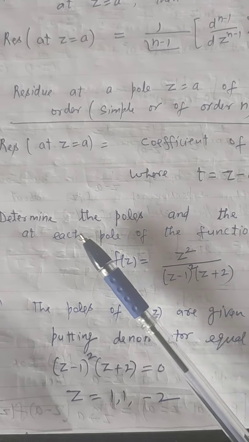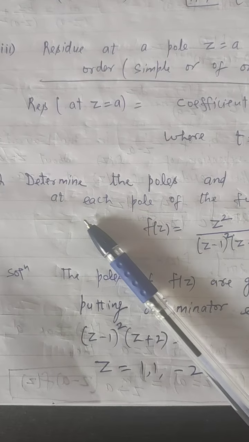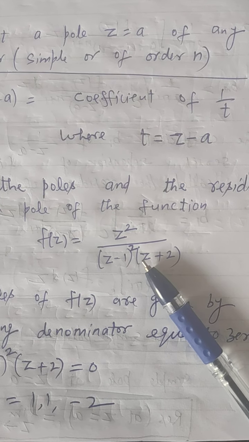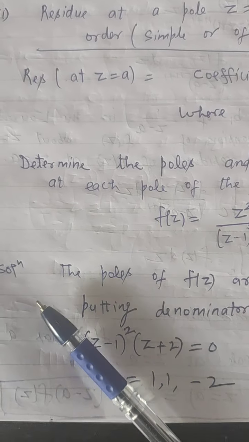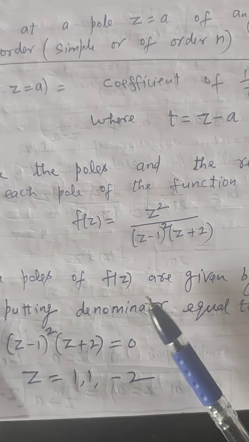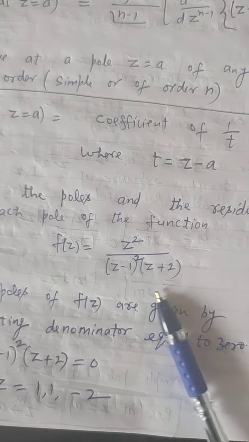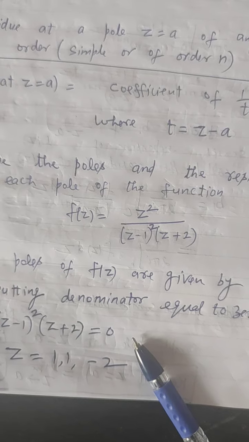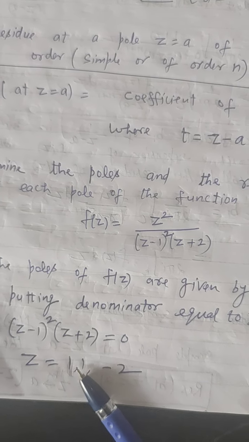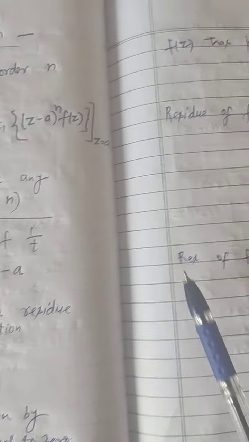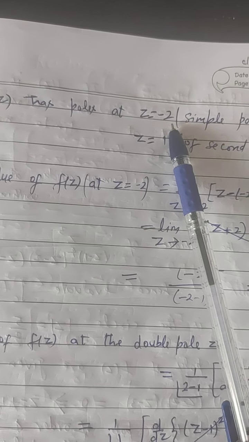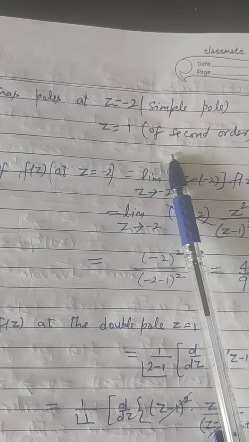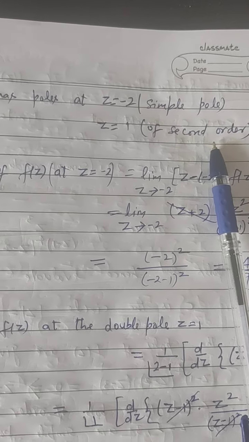Take an example: determine the poles and the residue at each pole of the function f(z) = z square upon (z - 1) whole square (z + 2). First we find poles. Poles are obtained by putting the denominator 0. It means (z - 1) whole square (z + 2) = 0. We get z = 1, 1, -2. It means f(z) has a simple pole at z = -2 and z = 1. We get two values of 1, it means z = 1 is a second order pole.